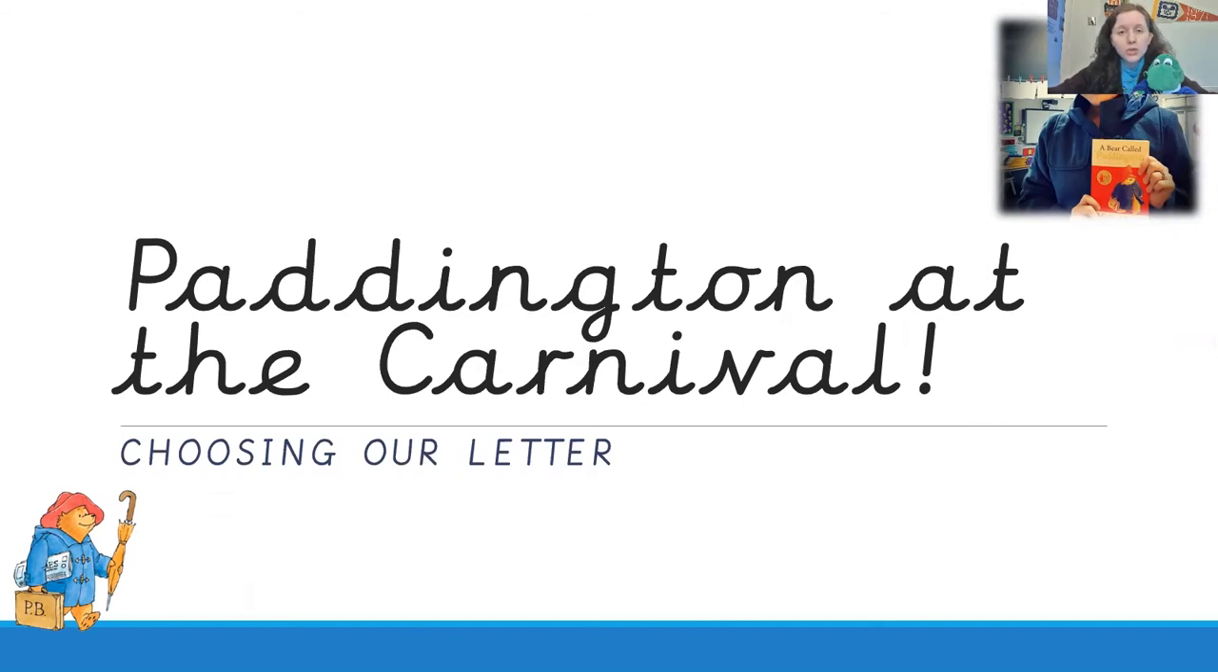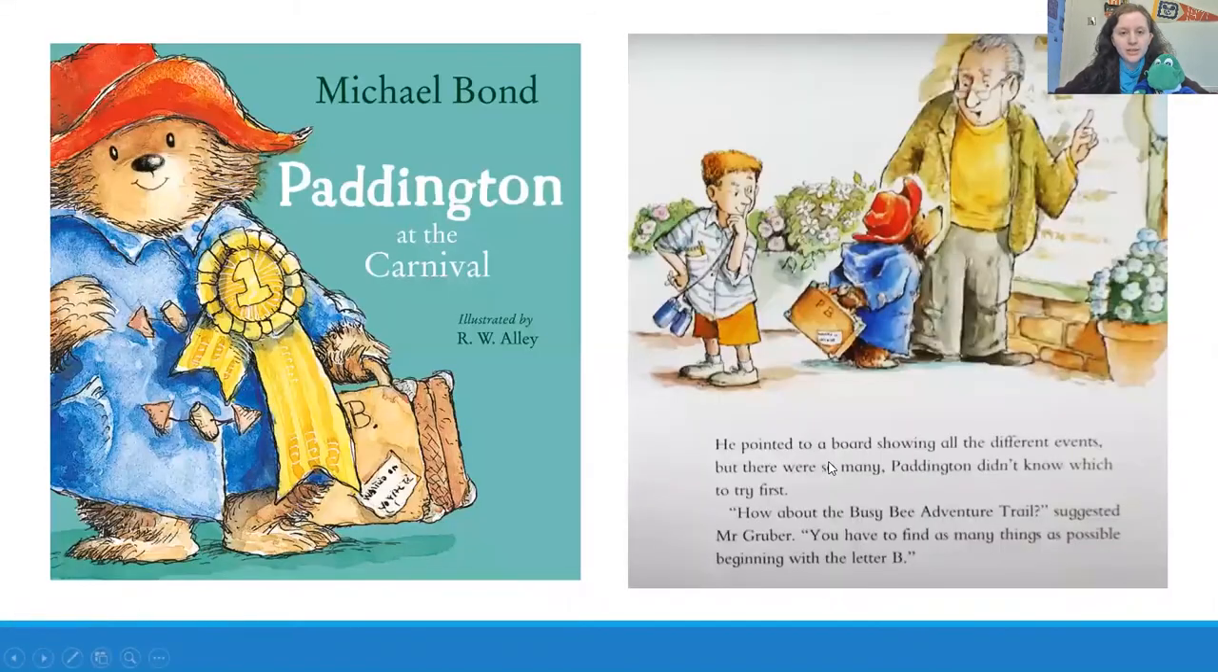Now, if you didn't watch me reading this on Friday, make sure you watch that first, or the rest of this will not make any sense. Okay, so do you remember in the story of Paddington at the Carnival, he entered the Busy Bee competition, where he had to find all of the words he could beginning with the letter B.